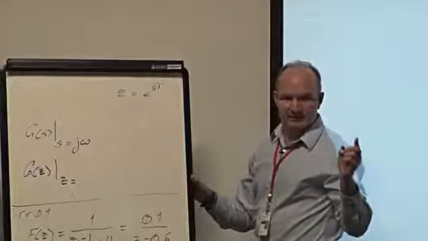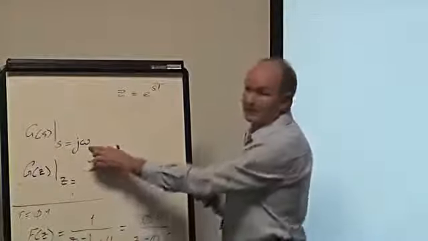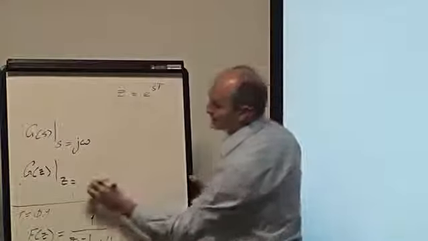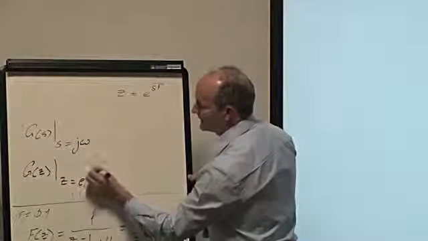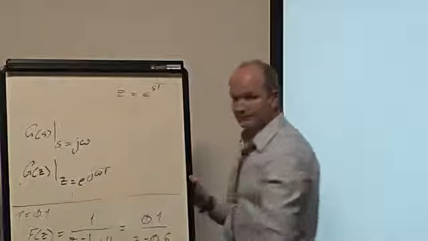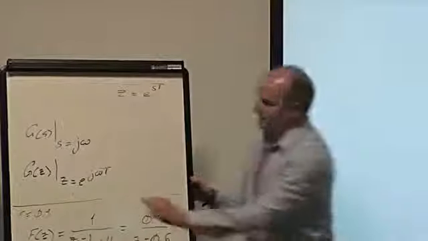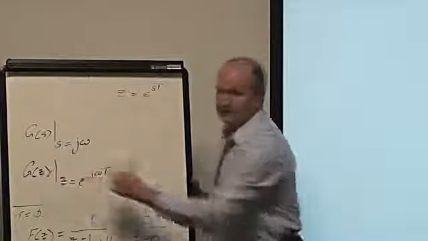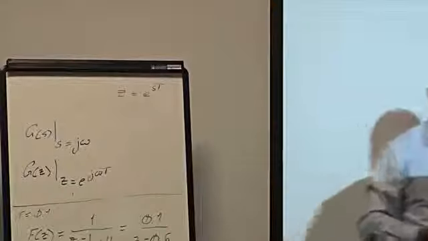Or e to the something. It's not negative, though. All we do is drop j omega in there. It's e to the j omega T. You substitute e to the j omega T for z in the transfer function and work it out. That'll be a complex number at every frequency that'll tell you the magnitude and the phase. We can represent it as a Bode plot if we want to.